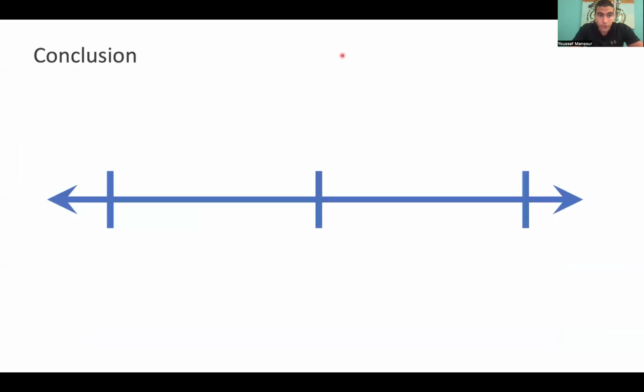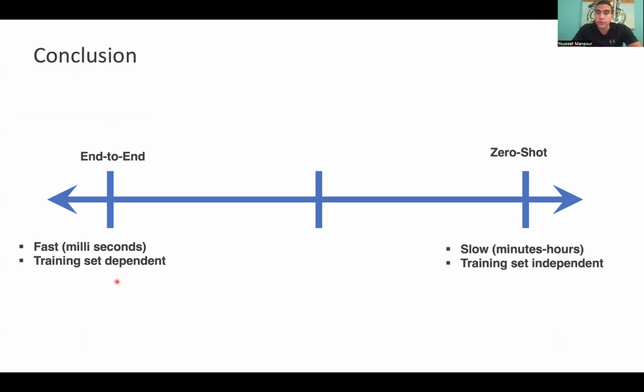To conclude, I would like to show this simple spectrum. At one end of the spectrum, we have the end-to-end networks that are very fast because you only require one forward pass through them, but they are training set dependent and suffer from distribution shifts. On the other end of the spectrum, we have the zero-shot methods, which do not rely on any training set, and they train a network from scratch for every image, but of course, they're very slow because they train from scratch. And we have our method somewhere in between that gets the best of both worlds.